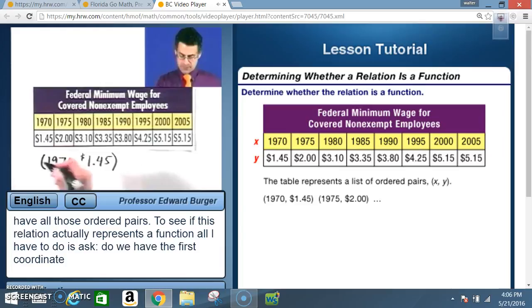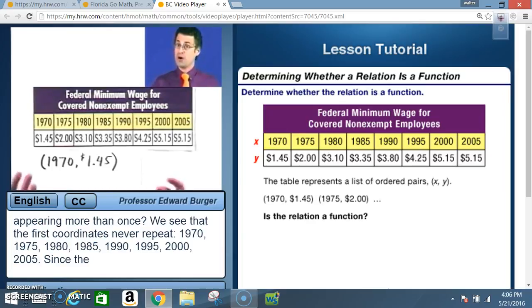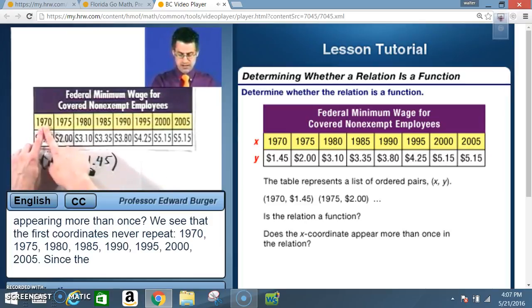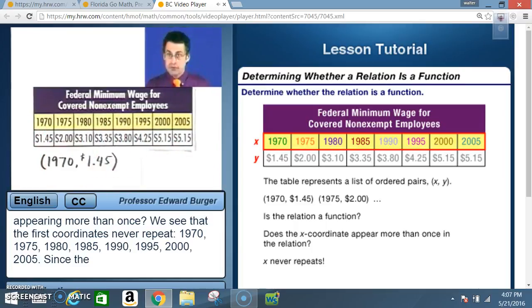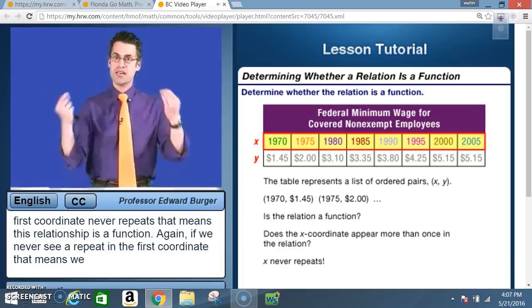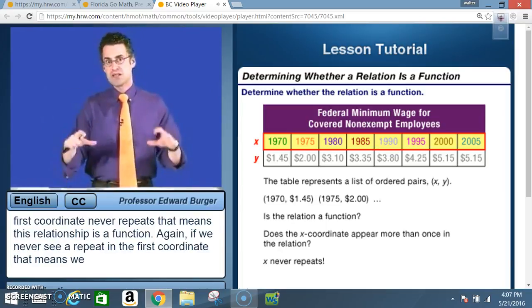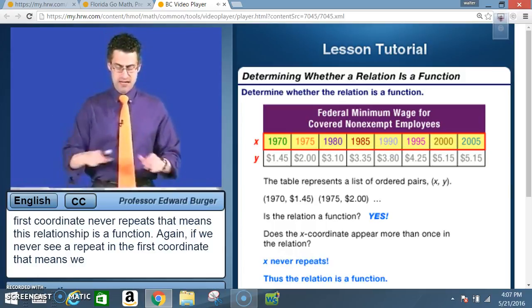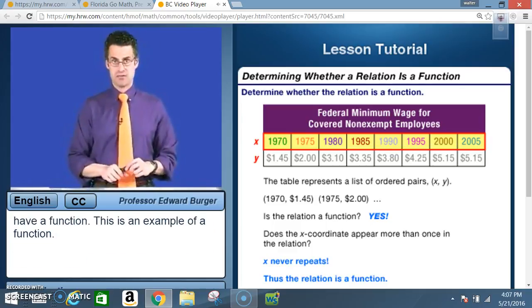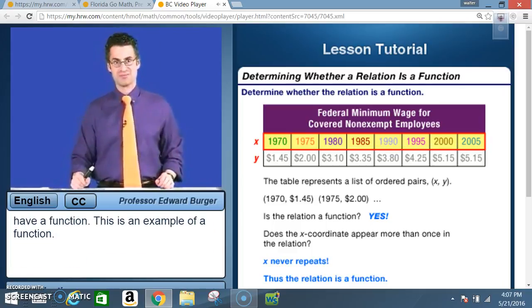So to see if this relation actually represents a function, all I've got to do is ask, do we have the first coordinate appearing more than once? And if we look, we see that the first coordinates never repeat. 1970, 75, 1980, 1985, 1990, 95, 2000, never repeat. So since the first coordinate never repeats, that means this relationship is a function. Again, if we never see a repeat in the first coordinate, that means we actually have a function. So this is an example of a function.